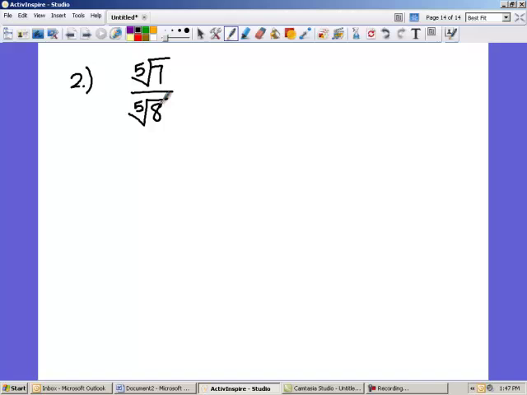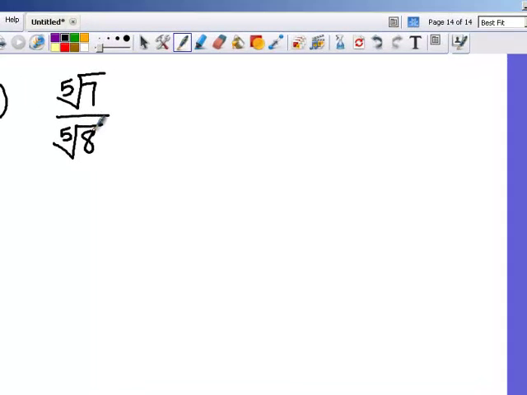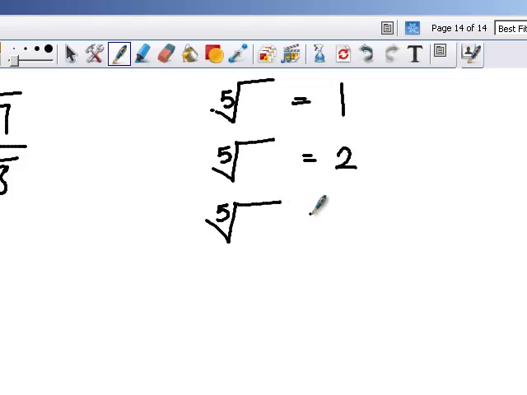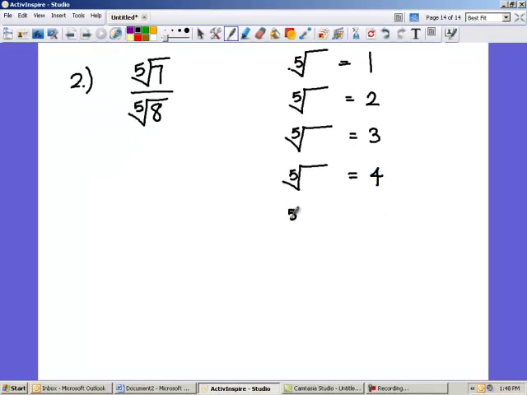All right, we have the 5th root of 7 over the 5th root of 8. And I know that when I divide 7 and 8, it's a decimal. So what we need to do is sort of rationalize the bottom to make it a whole number. And again, if you make a list of the 5th roots, this will be very helpful in determining what number you should use.